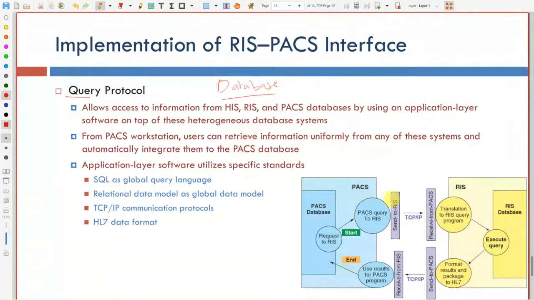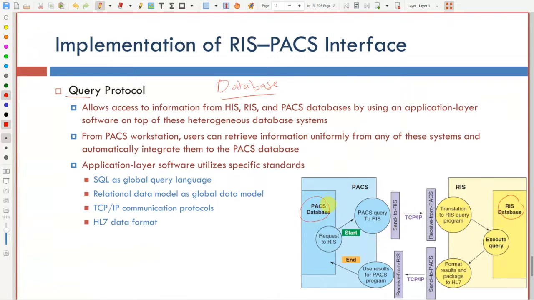So for example, you have RIS, and RIS has a certain database, and you have PACS, and PACS has a certain database. Instead of driving everything as an event-driven system, you have a certain way of querying that database through a certain interface on PACS. So you add a certain software that would allow you to query the other databases in the other systems.